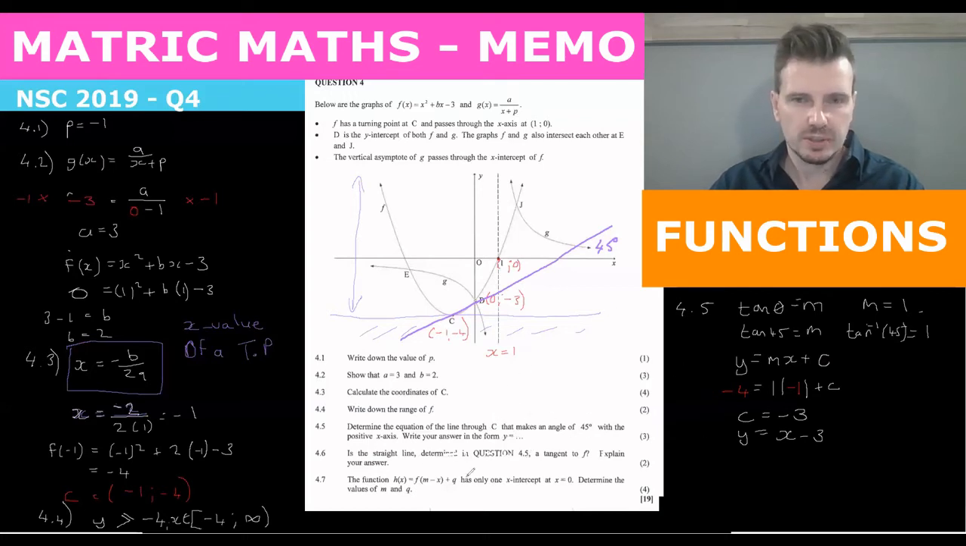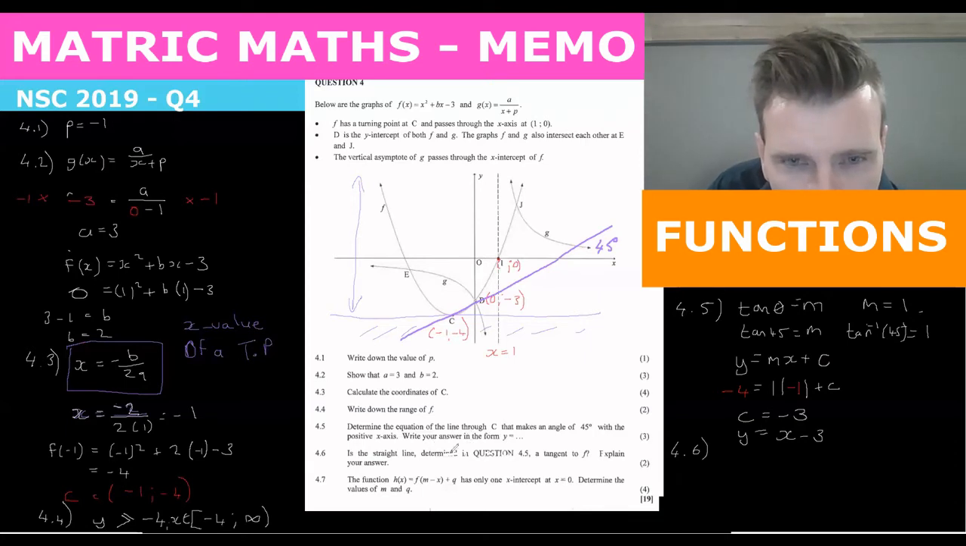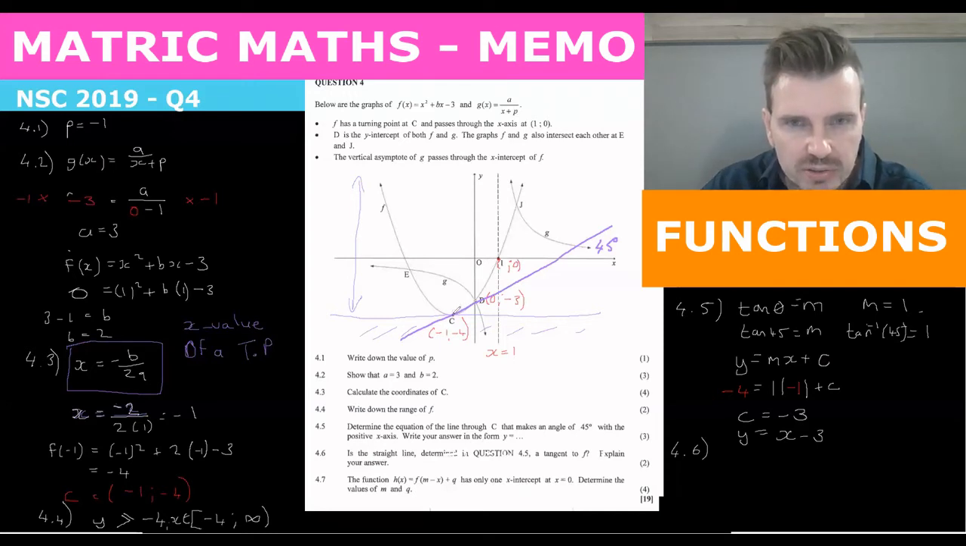So the next question is 4.6: is the straight line in question 4.5 a tangent to f? Explain your answer. Well, it's not a tangent, because if it was a tangent, you would have to find the gradient of the graph at f of x. Because it goes through, do you see that it goes through 2 points?